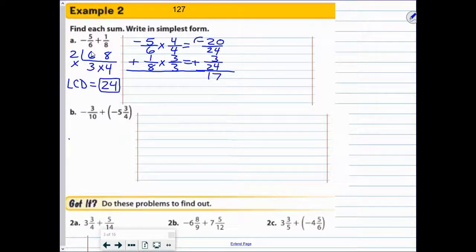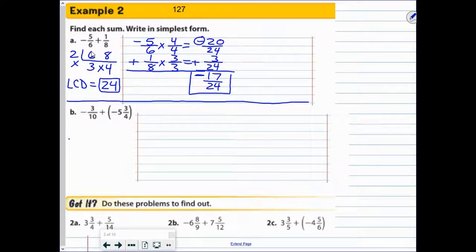My larger looking number was the negative, so I'm going to put the negative sign down here, and 24 on the bottom. Since 17 is a prime number, I know that this is not going to simplify. So I can say negative 5/6 plus 1/8 is equal to negative 17/24.